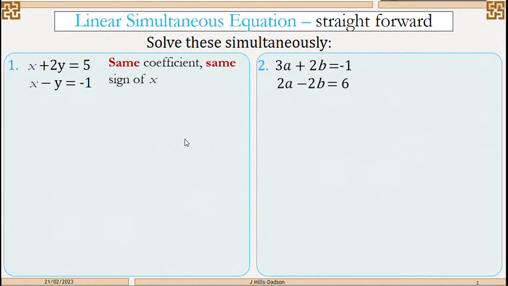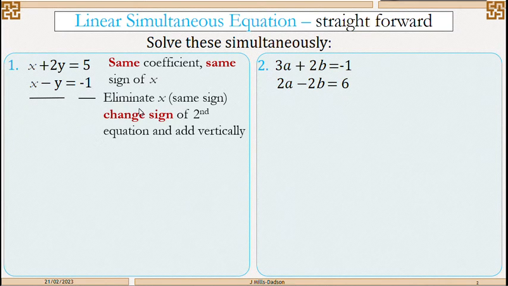Now, the rule says that if you want to eliminate x, then you have to check the signs of the coefficient. Same sign of the coefficient means that you need to change the sign of the bottom equation. What that means is that you need to subtract the bottom equation from the top. So when the coefficients of what you want to eliminate are the same, the rule is what? Subtract the bottom equation from the top equation. All that it means is what? Change the sign of the second equation, then you add them or sum them vertically.